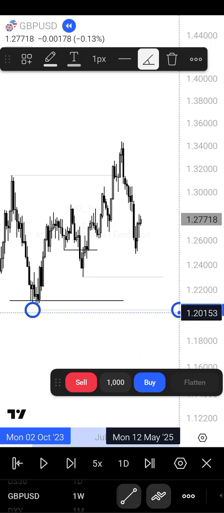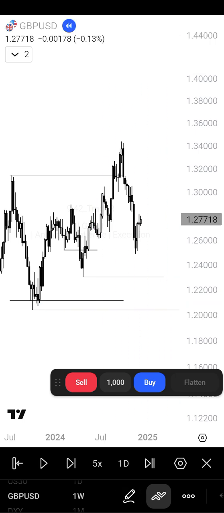So we can be looking to buy from these lows after they reject them to the upside. A rejection of this low and a close above the candle that rejects the low is what is going to give you the confirmation that price is going to be turning bullish anytime soon. So let's see.